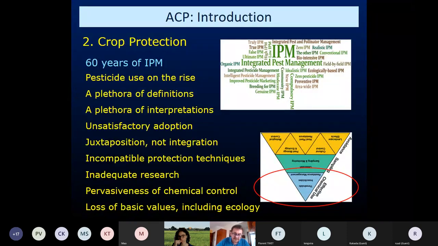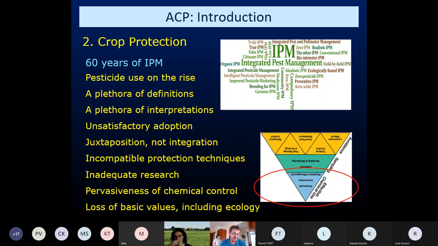So I don't want to spend time on that, but I can say something that we will use for ACP lessons. We had for IPM a plethora of definitions, as we talked before, and because there was a plethora of definitions, we also have a plethora of interpretations and a plethora of confusions in the fields, which result in unsatisfactory adoptions. We saw that integration was not the good word in integrated pest management. We could say juxtaposed pest management or superposed pest management, but there is no integration of techniques. There is no integration of kinds of pests and so on. And of course, of different techniques in the fields.